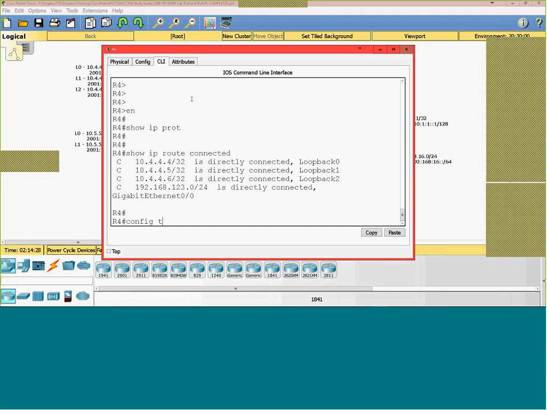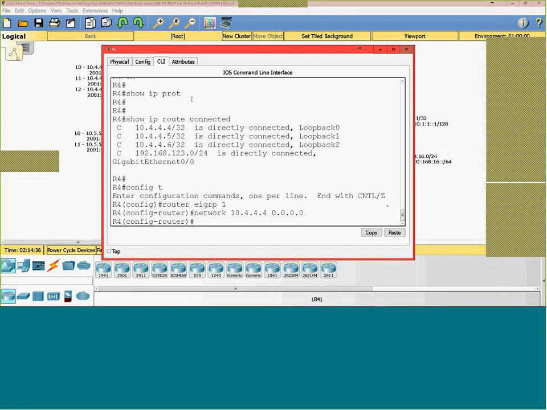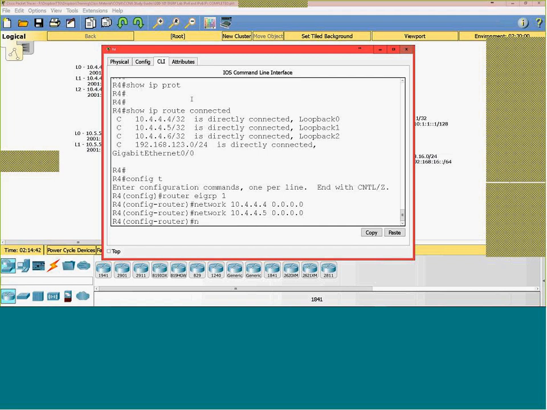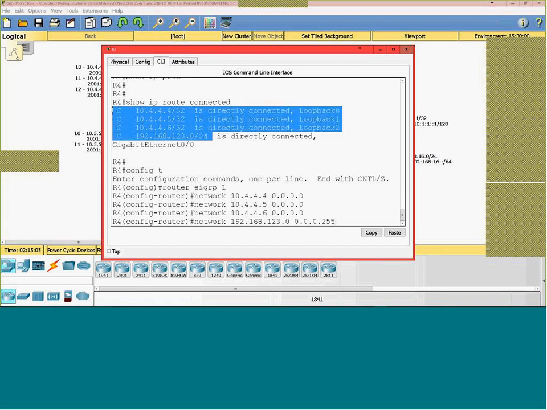So I can come in here and say config t, router eigrp 1, network 10.4.4.0 0.0.0.0, network 10.4.5.0 0.0.0.0, network 10.4.6.0 0.0.0.0, and network, if I can type, 192.168.123.0 0.0.0.255.